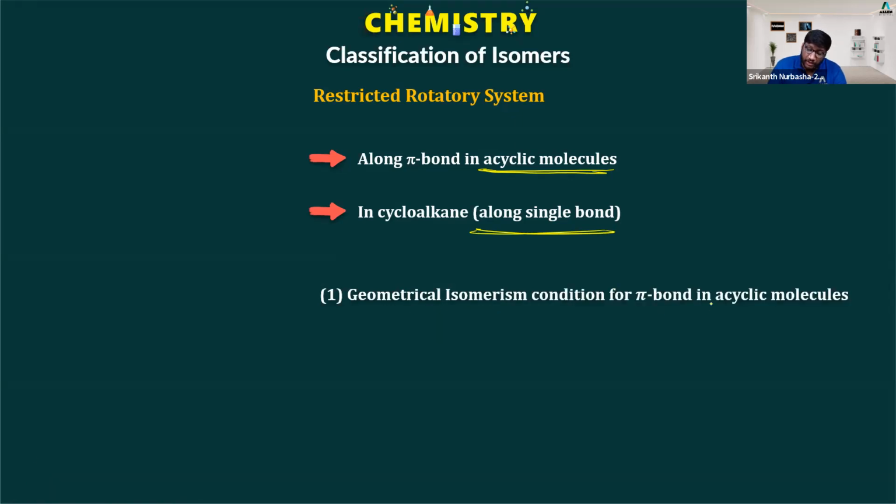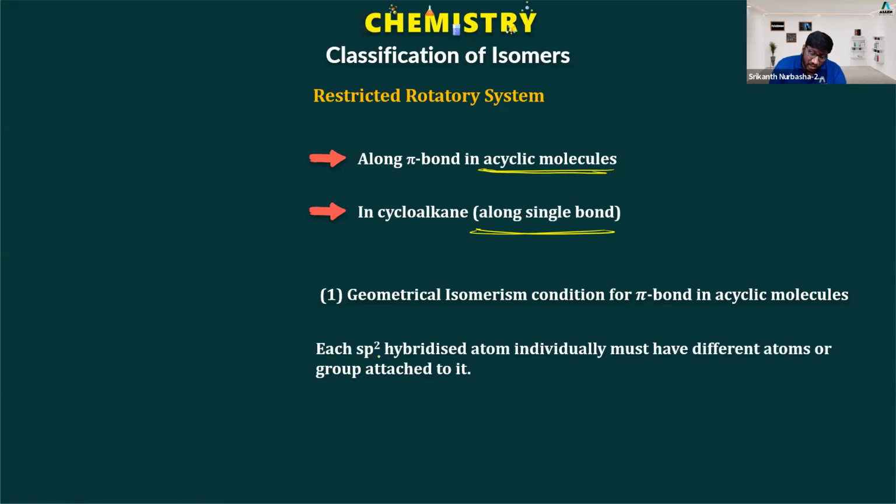The geometrical isomerism condition for a pi bond in acyclic molecules is, understand this condition: each sp2 hybridized carbon individually must have different atoms or groups attached to it. This is an sp2 carbon, this is an sp2 carbon. Whatever groups you have on each, they should be different. That is the only condition. If X and Y are connected to this carbon, and P and Q are connected to the other carbon, it will show geometrical isomerism.